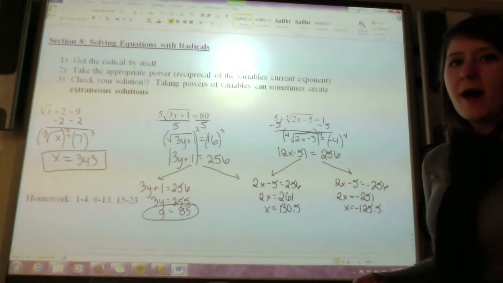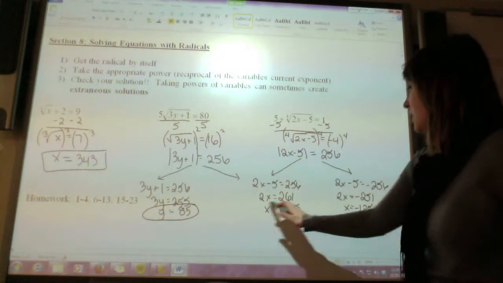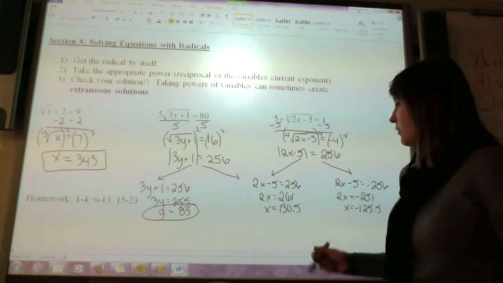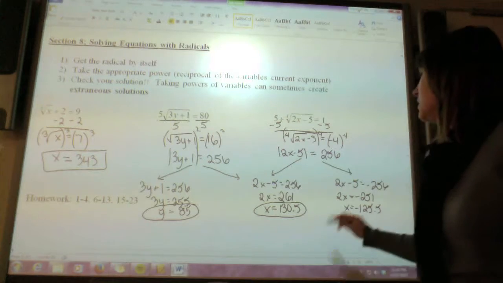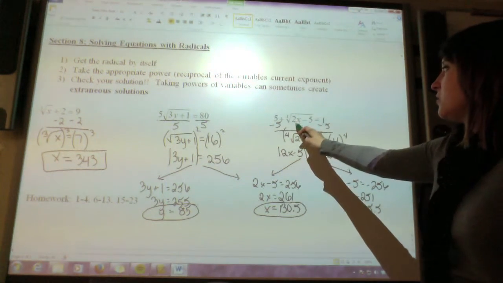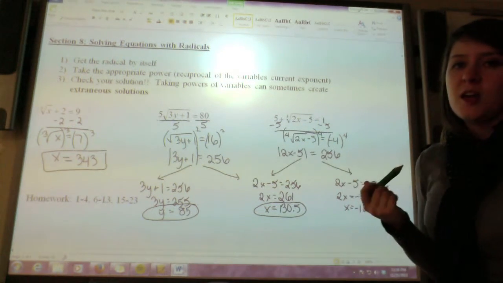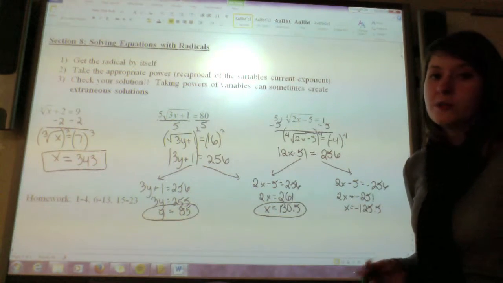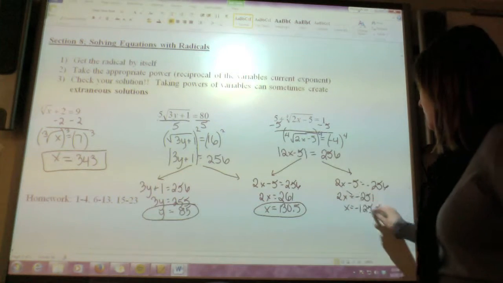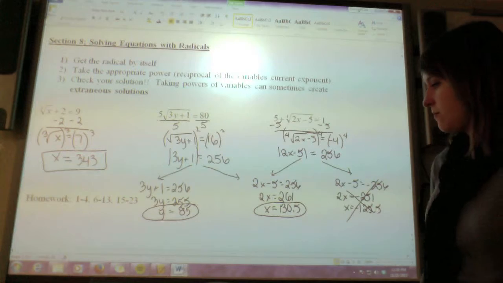So again, now I need to go back and check my answers. I need to figure out would they work. So if I plug this back in, you should notice that you get an answer that works. That's good. So that is definitely an answer. Now I'm going to try to plug this negative number back in. And when I plug it in, you'll notice that I have a negative underneath an even root, which means that I cannot have that answer. It would become imaginary. So this solution would not work. And 130.5 is the only solution.